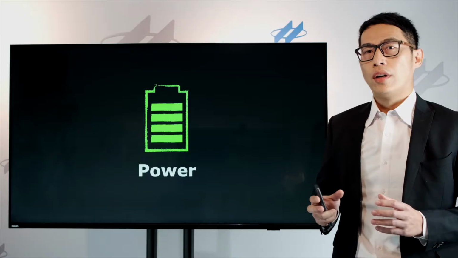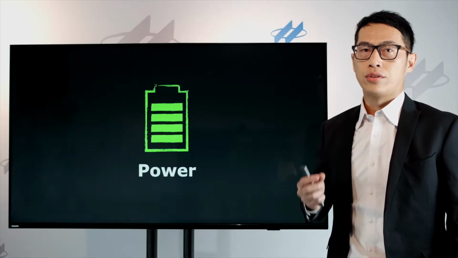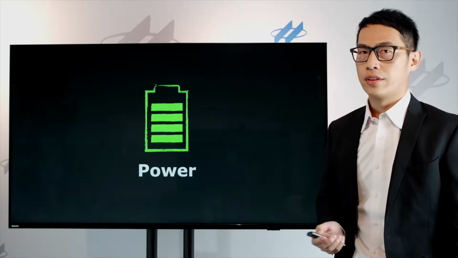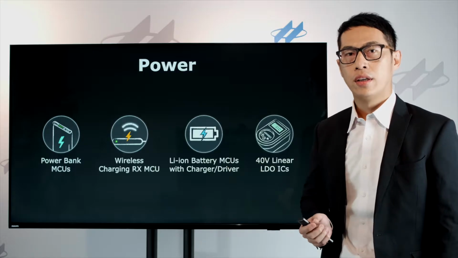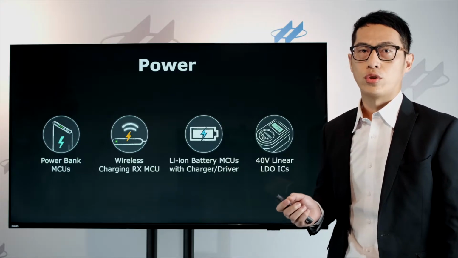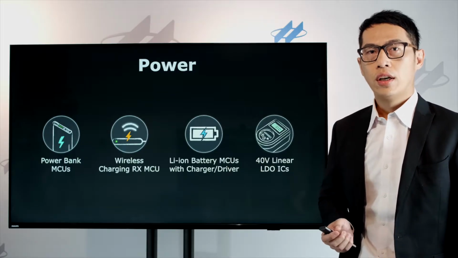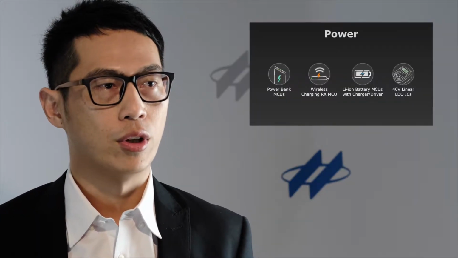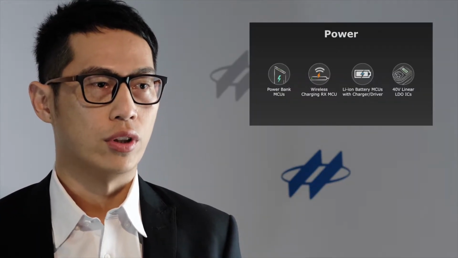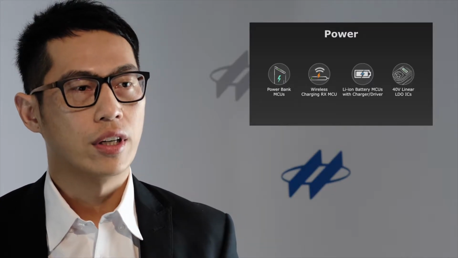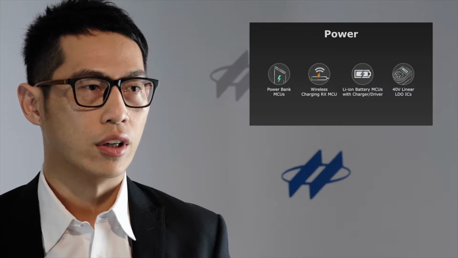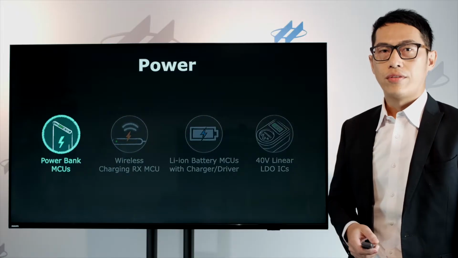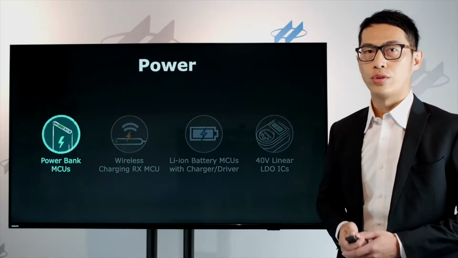We know power is the product to control the voltage and the current. Today we have four sessions in power. The first one is power bank, and next is wireless charge receiver microcontroller. The third one is lithium battery microcontroller with charger and driver. Finally is the peripheral IC, 40-volt linear LDO ICs. Let's start with the first one, power bank microcontroller.